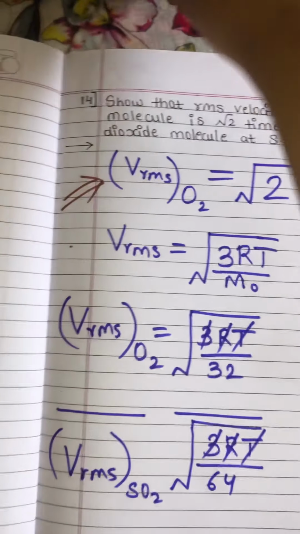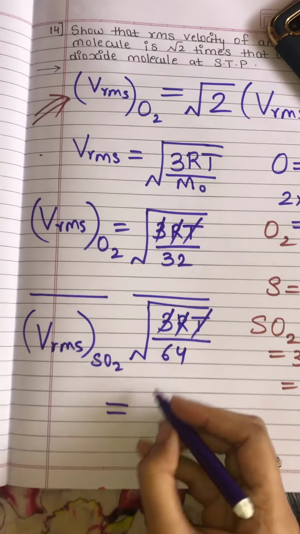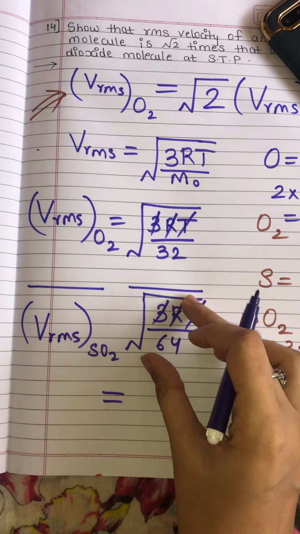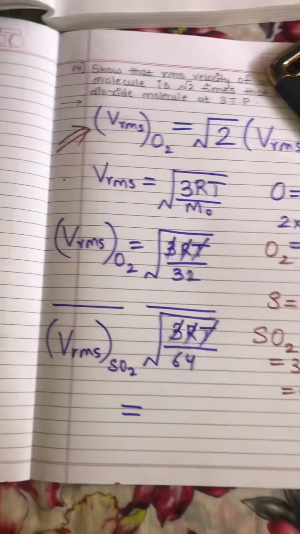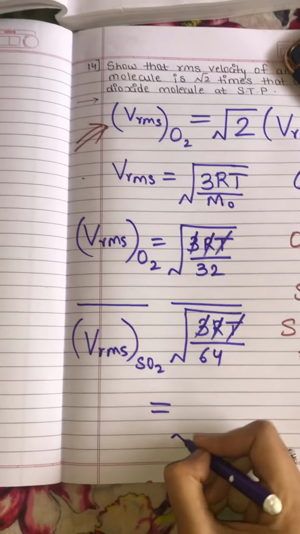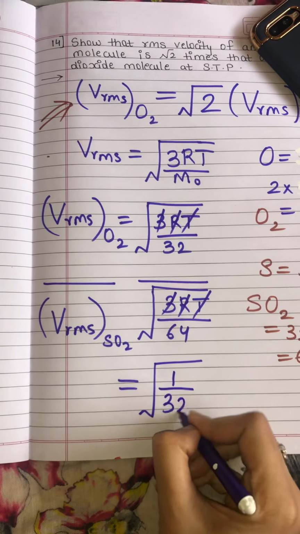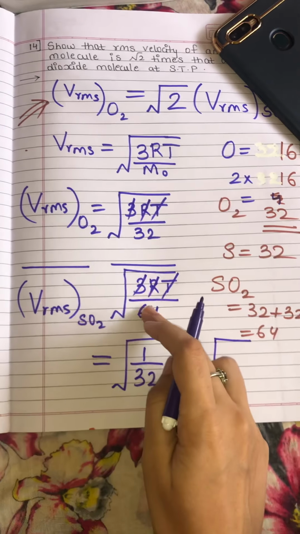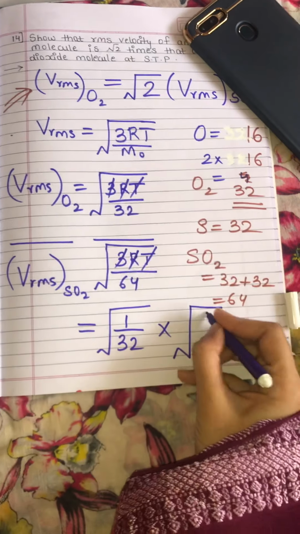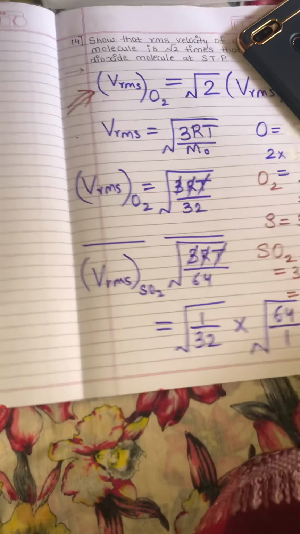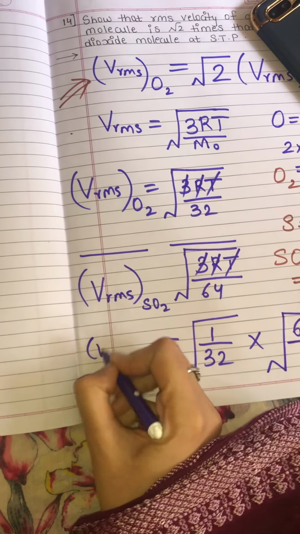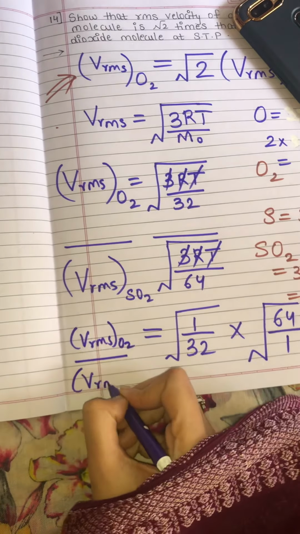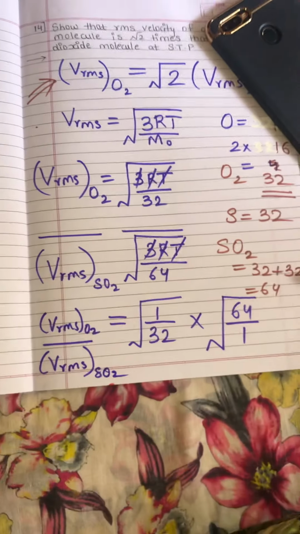That can be written as, if I take this in the numerator, it will flip. So it is 1 upon 32 into 1 upon 64, so it flips. That is 64 upon 32, which is nothing but VRMS for oxygen upon VRMS for sulfur dioxide.